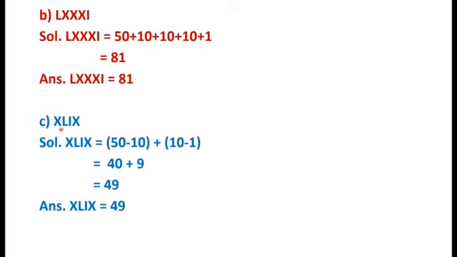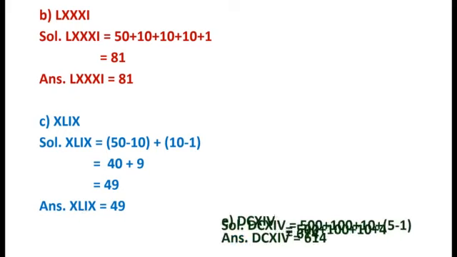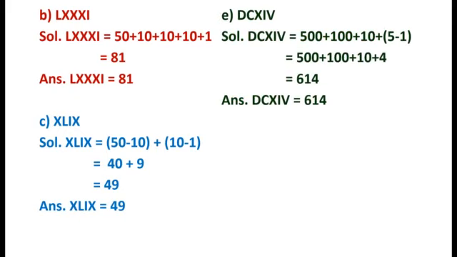Then plus, and then again IX. I is a smaller number, so we will subtract 1 from 10 over here for IX. So 50 minus 10 is 40, plus 10 minus 1 is 9. So 40 plus 9 is 49. So the Hindu Arabic number for XLIX is 49. In the same way, we have done this one over here.